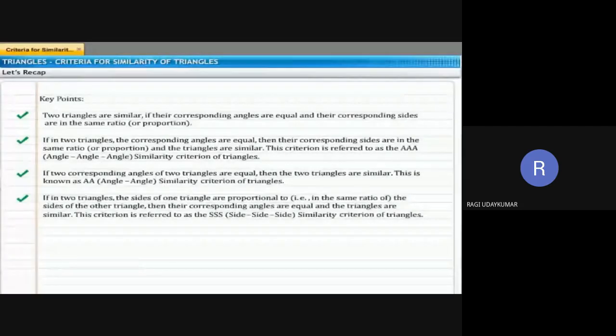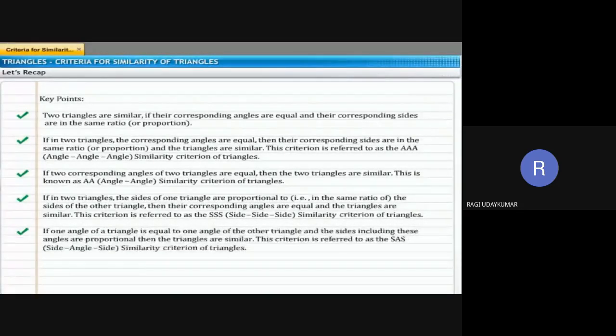The next one is, if one angle of a triangle is equal to an angle of another triangle and the sides including this angle are proportional, then the triangles are similar, and that is called the SAS similarity criterion. So these are similar triangles and their criteria and their proofs.